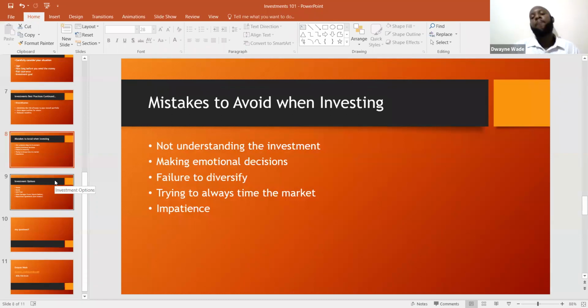Okay, okay. Another mistake to avoid is failing to diversify your portfolio. As discussed earlier, the importance of diversification. If you don't diversify, you put all your eggs in that one basket, and then that one basket falls, all your eggs break, right? All your money gone down. No one wants that.